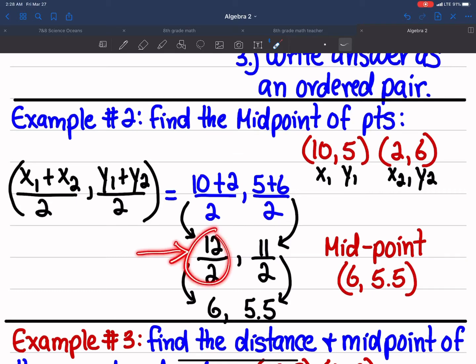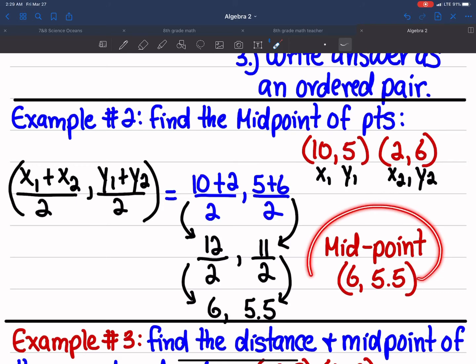Okay, never leave them like this. Do not leave them like that. It's just confusing. Remember, we want ordered pairs. There may be a time where you may leave it like that, but if you can simplify, always simplify. All right, 12 divided by 2 is 6. 11 divided by 2 is 5.5. So our midpoint is right there.